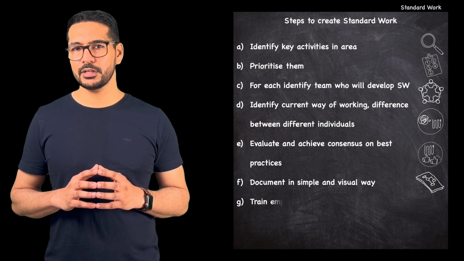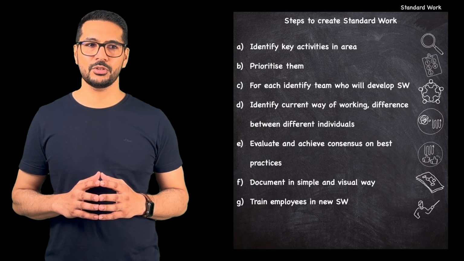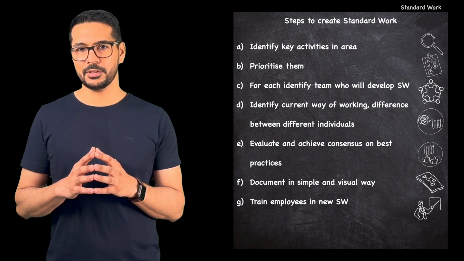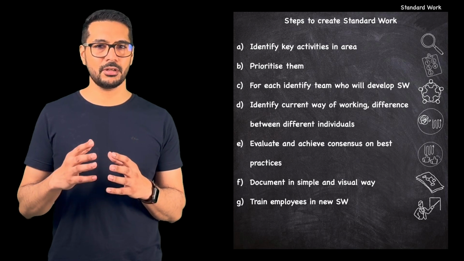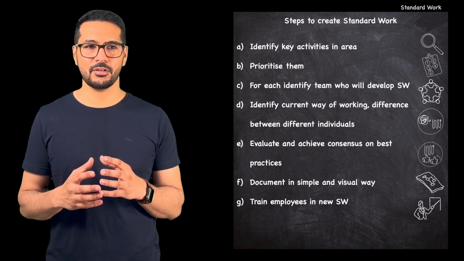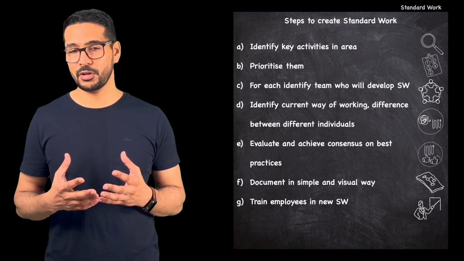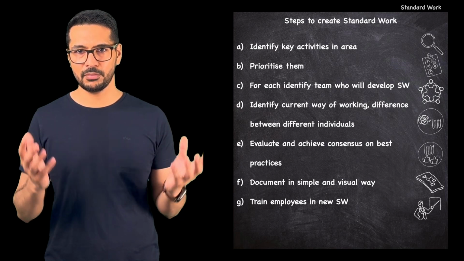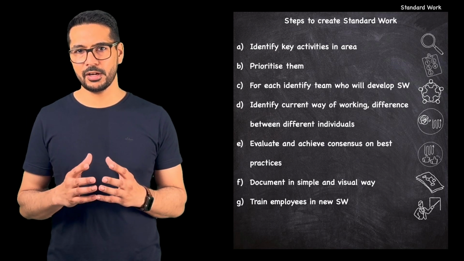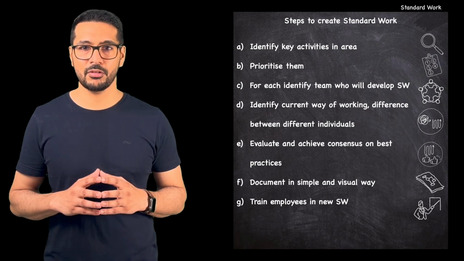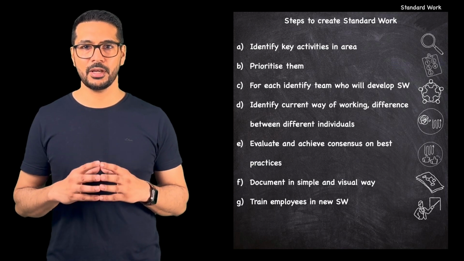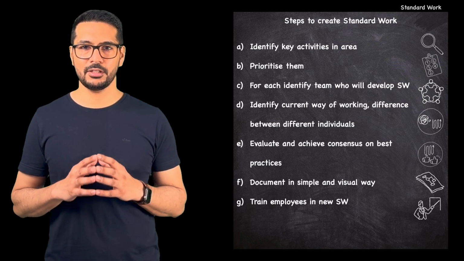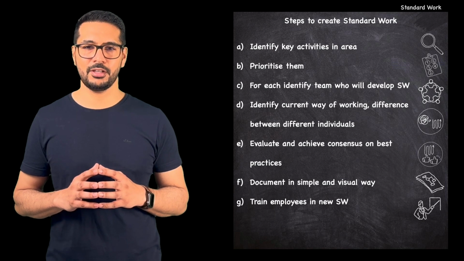Once that document is ready, the next step is to train the people with this standard work, because it might happen that everybody has to adjust 10 to 20 or maybe 30% of the way they are working, because now the right way of working, the best practices, has been defined in a team after consensus and visually presented on one page. Now the people might have to adjust, and for that we need to train them in the new way of working, what we have defined as standard work.